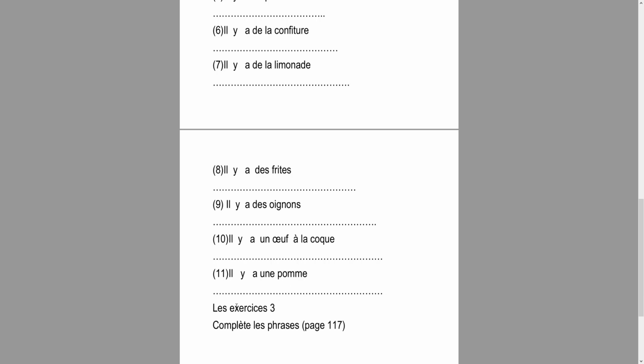Then you have an exercise to do. Exercise 3, complete the phrase, page 117. Page 117, third one. Complete the phrase. Now, the child is thinking about making a cake, but the things are not there. That is the question there. Il n'y a pas de sucre. There is no sugar.